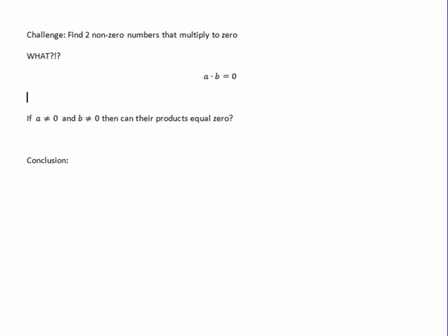All right, we're looking at the guided notes for the zero product property. And really, the way I like to think about this is I want to pose this challenge. I want to find two non-zero numbers that multiply to zero. And really, the confusion comes in as to what in the world I'm saying here. In other words, let A times B equal zero.